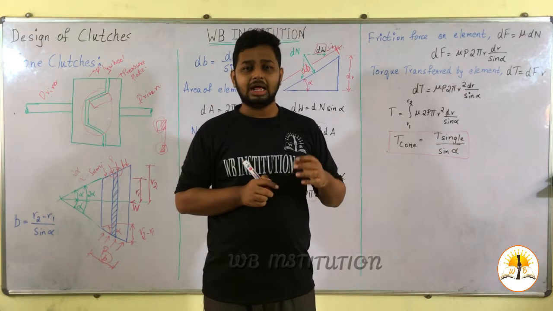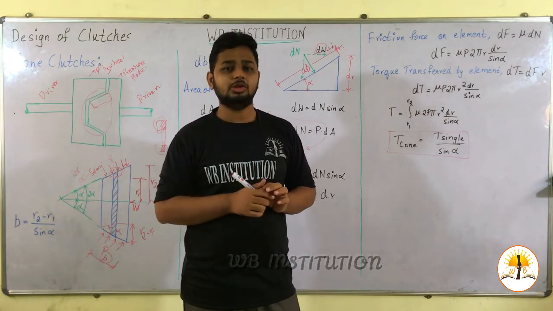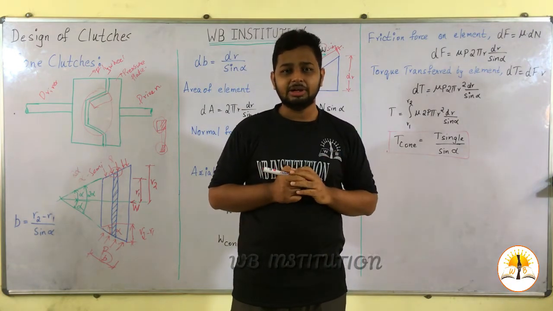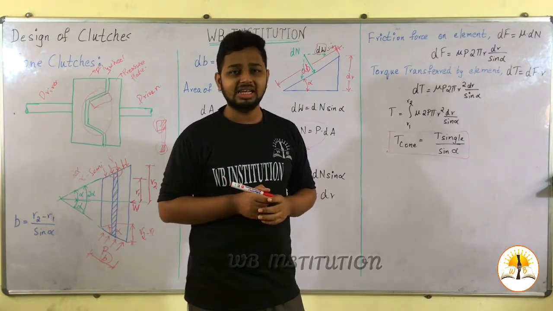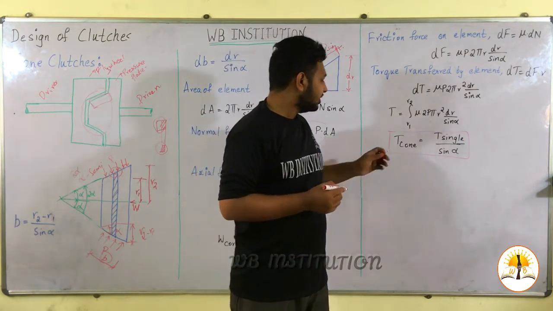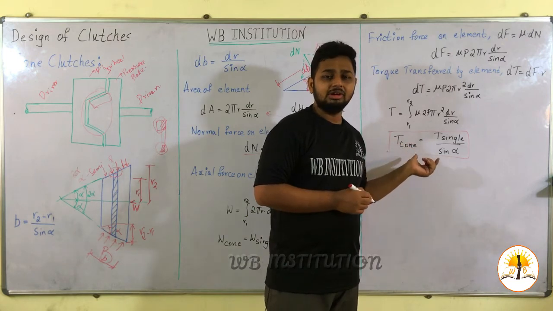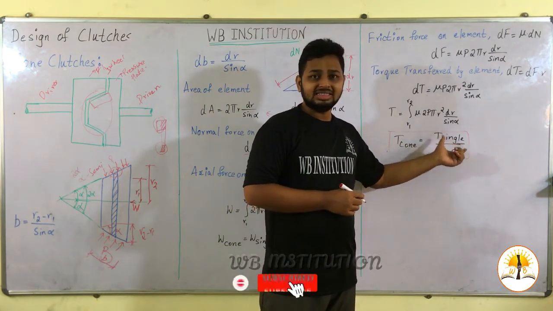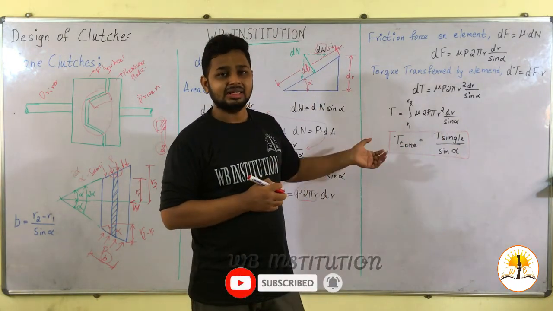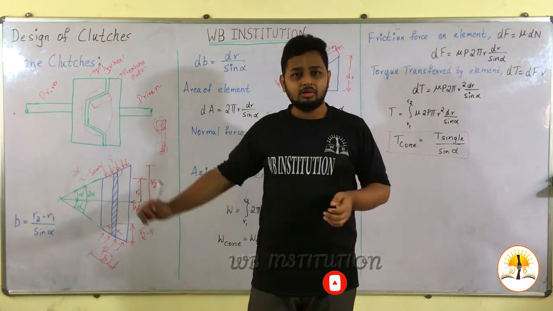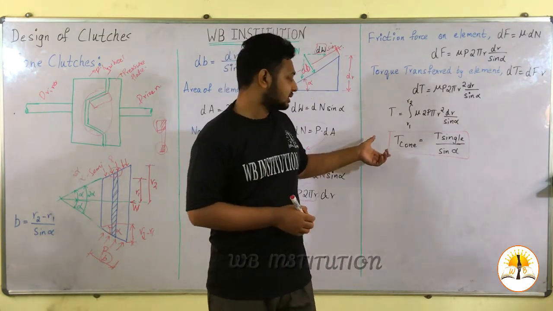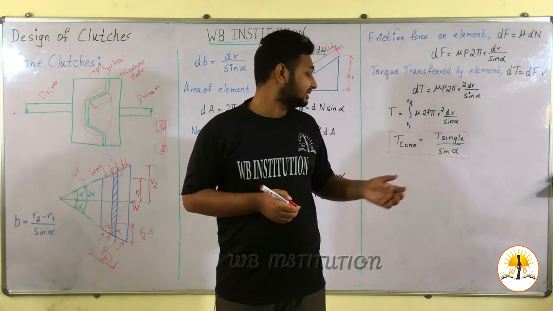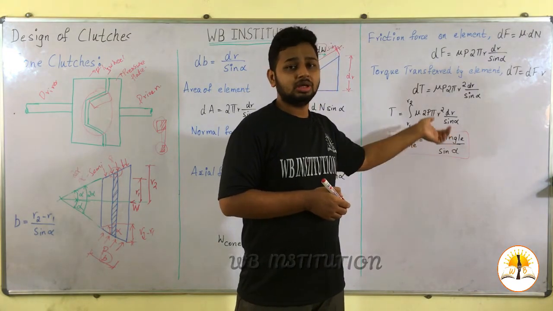From the exam point of view, the question may mention that the cone angle is 25 degrees. For example, we have to take alpha as 25 divided by 2, that is 12.5 degrees, and solve the problem. Here, the maximum amount of torque will be transferred in the conical clutch, and the single plate clutch has the minimum amount of torque. We can say this directly from the equation.